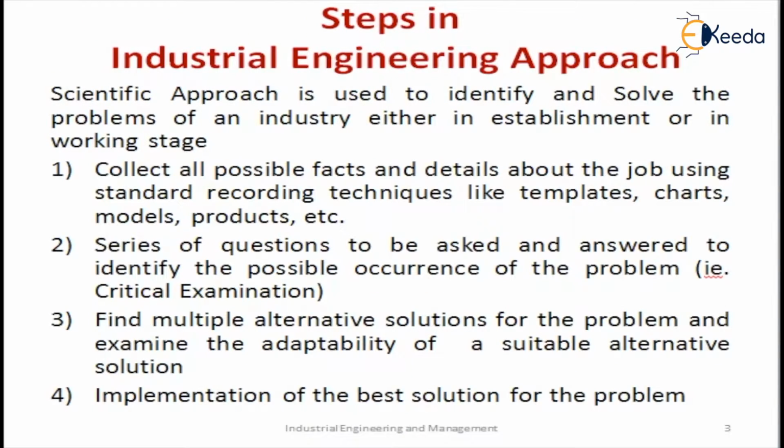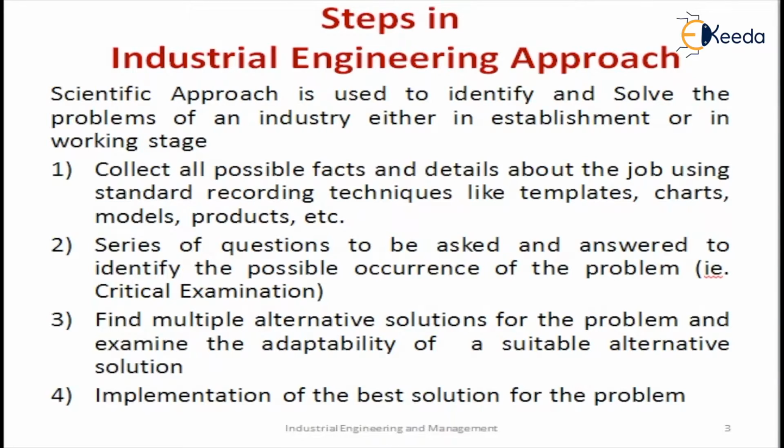So what are the steps in an industrial engineering approach? Now, if there is a problem in an industry or in a machine or by a laborer, there should be a scientific approach to identify and solve the problem. First, we should collect the possible facts and details about that particular job using standard recording techniques like templates, charts, models, products. These recording techniques will give the exact picture of what happened during that particular problem.